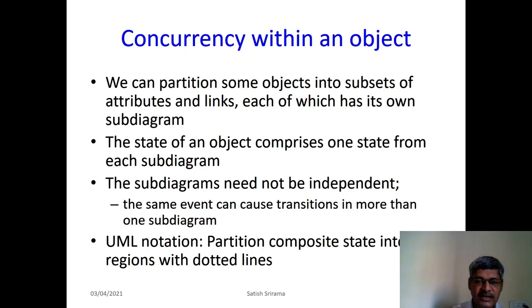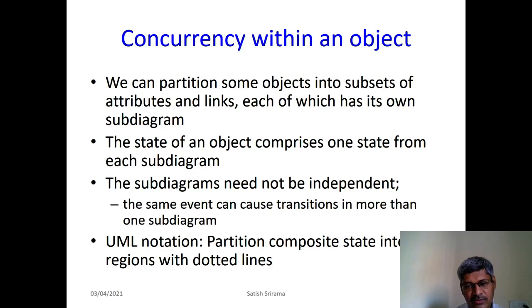Basically, the state of an object comprises one state from each of these subdiagrams. Earlier, when we saw aggregation concurrency, it was a composition of one state from each of the parts' states. Whereas here we take a single object from a single class and partition it into subsets of attributes and links, each with its own subdiagram. Then the state of the object is one state from each of the subdiagrams.